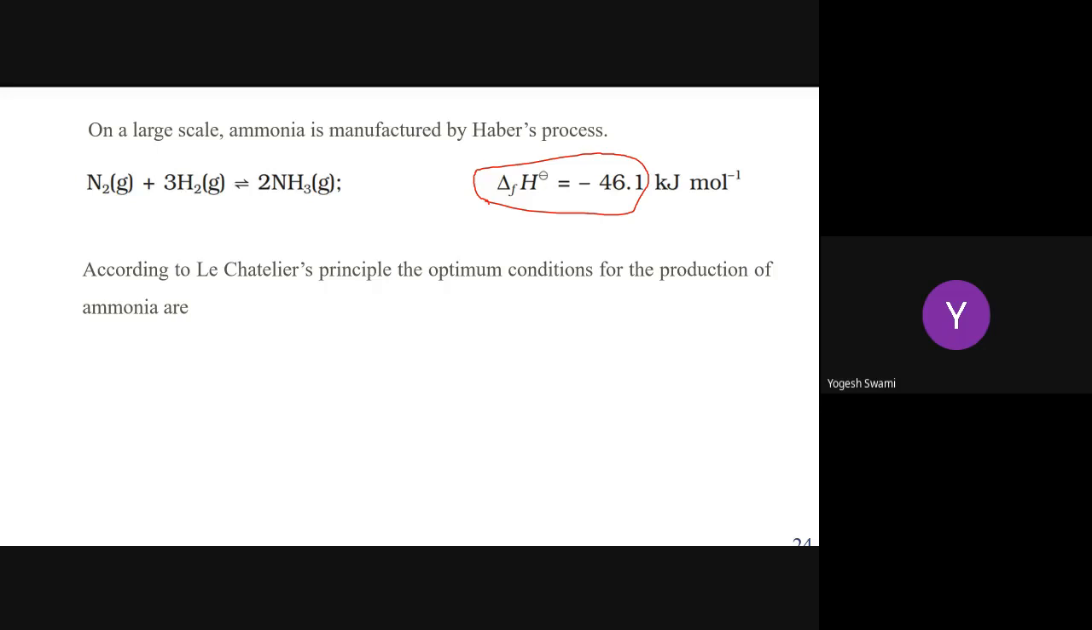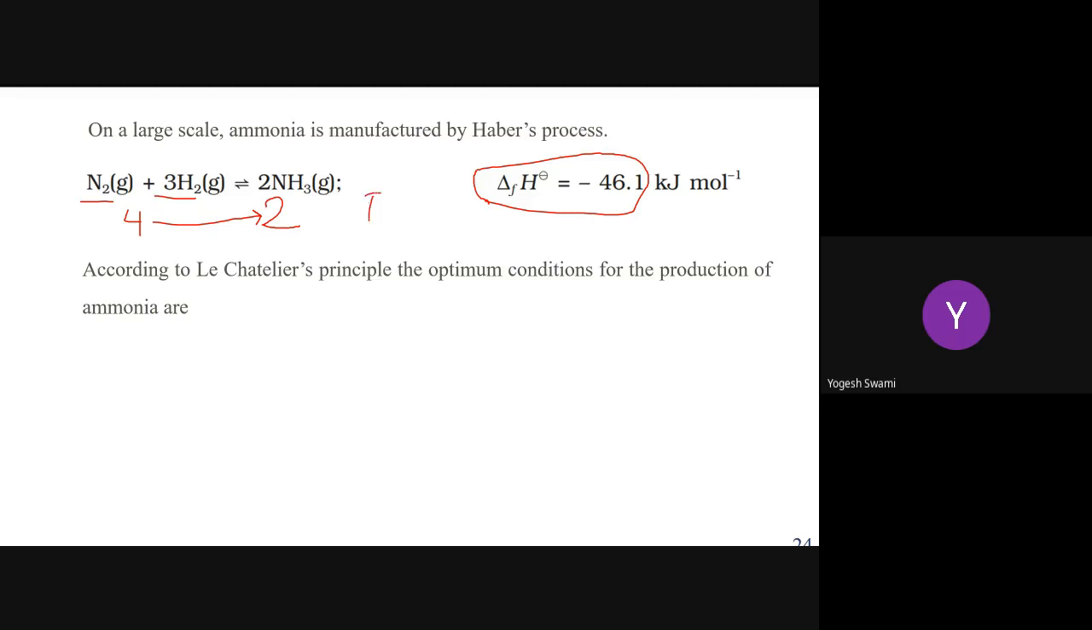To increase the product side, we should have a higher concentration of reactants. Now look at this side. How many moles are participating? 1 mole plus 3 moles. Total moles are 4 moles, but only 2 moles of product form. This indicates that the volume decreases.